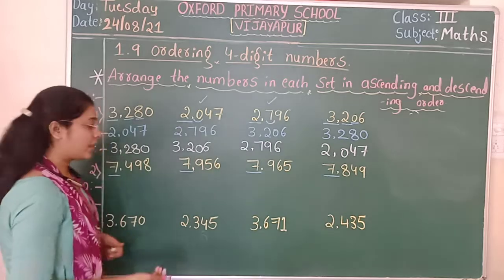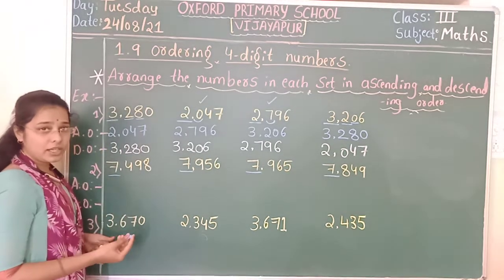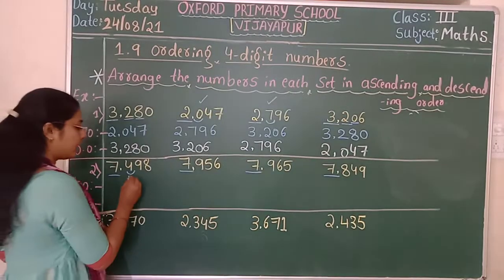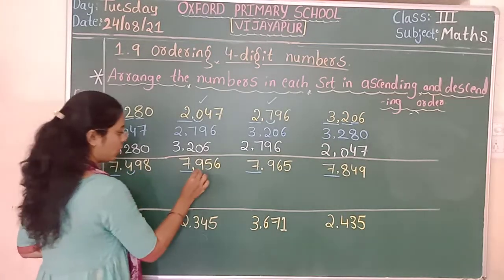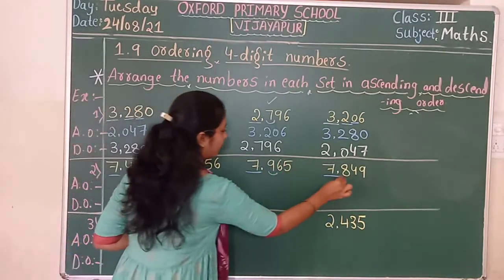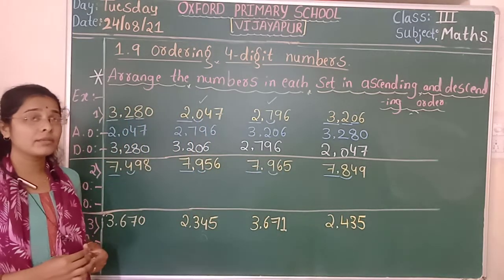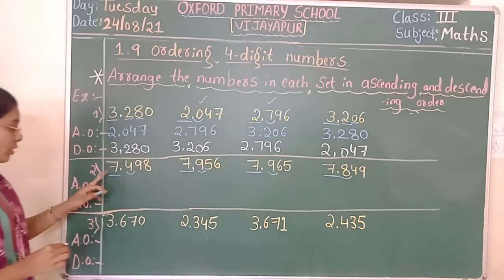There will be no difference. So, to get the smallest, we have to observe the next. Next, we have to observe the hundreds place. We are having 4, 9, 9, 8. In these 4 numbers, which is the smallest one? 4 is the smallest. Yes, no?